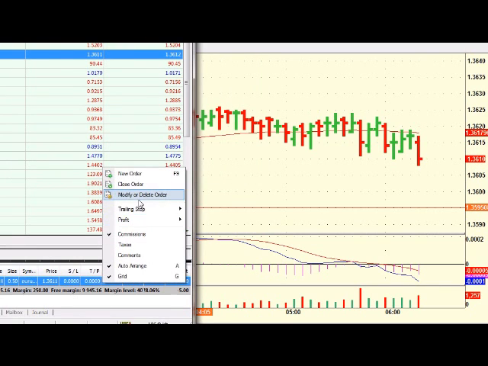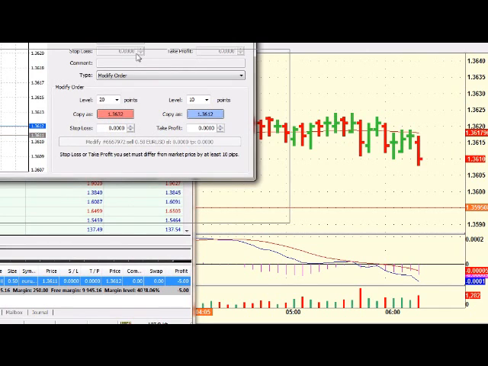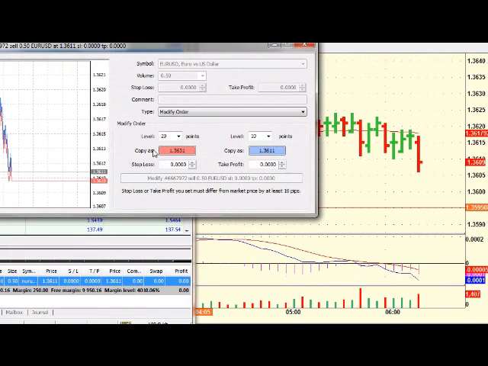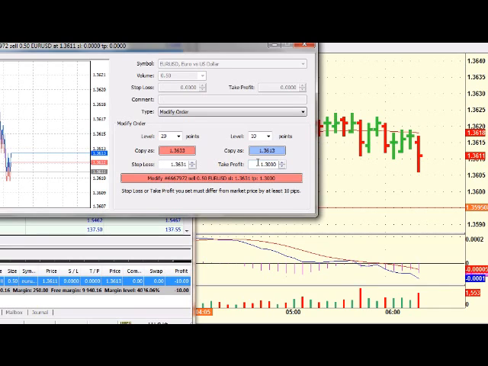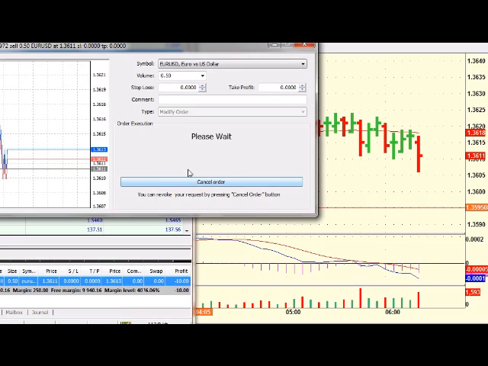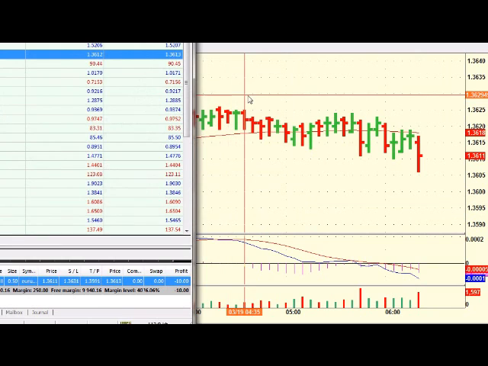First I'm just going to put in my stop loss and take profit. So the price that we got in is 1.3611. So our stop loss is 20 pips, and our take profit is 20 pips. So 1.3631, that's our stop loss, and 1.3591, that's our take profit. So modify the order, and now all we have to do is wait.